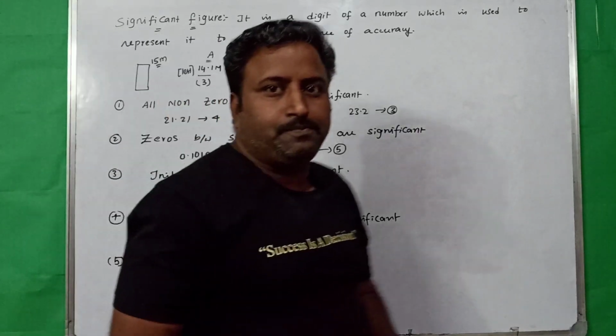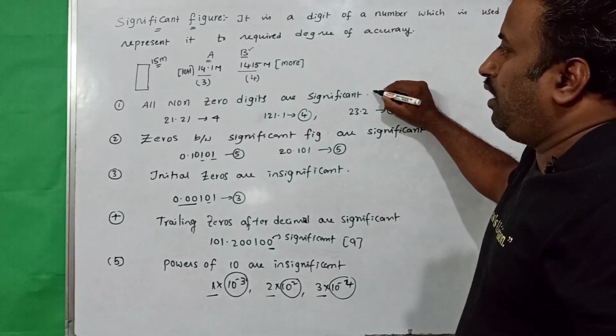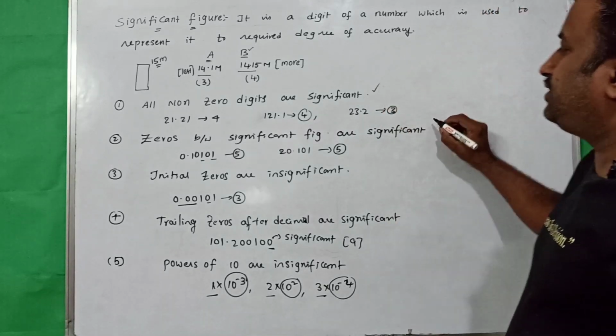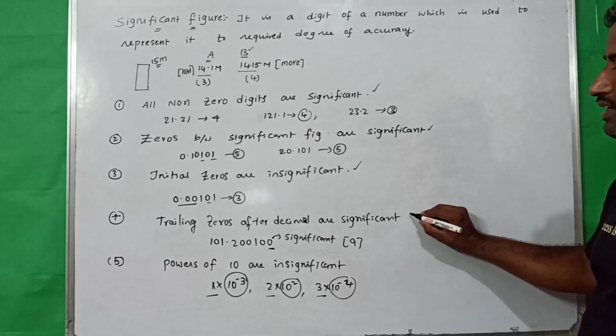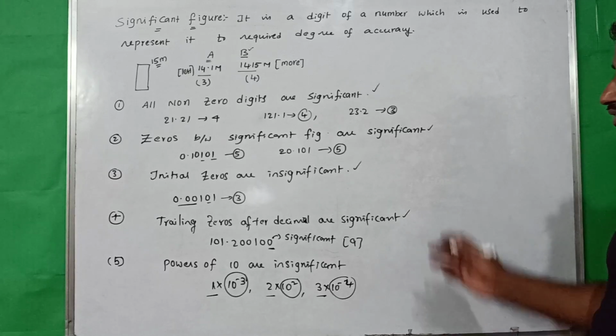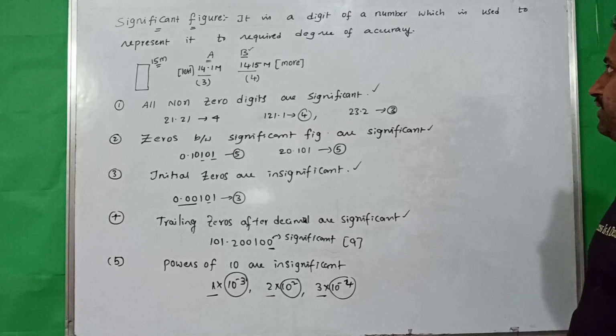Is it clear? Please note it down quickly. All non-zero digits are significant. Zeros between significant figures are significant. Initial zeros are insignificant. Trailing zeros after decimal are significant. Powers of 10 are insignificant.